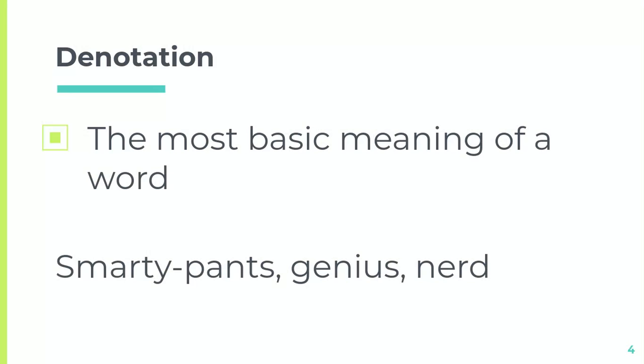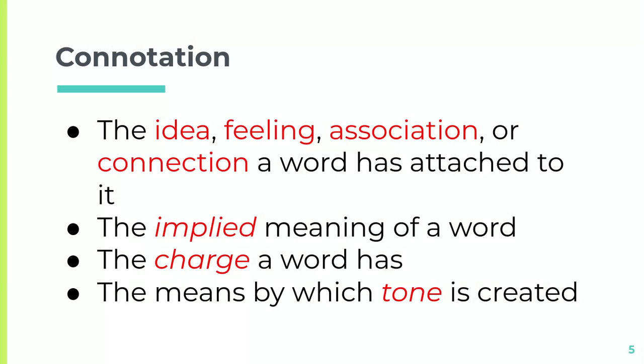First, there's, of course, denotation, though. Hello, my cat is being very friendly and nice right now. Hey, buddy. Okay, the denotation is the most basic meaning of a word. So, for example, we've got smarty pants, genius, and nerd. At their basic level, all of these three things mean the same thing. However, each of them has different connotation.